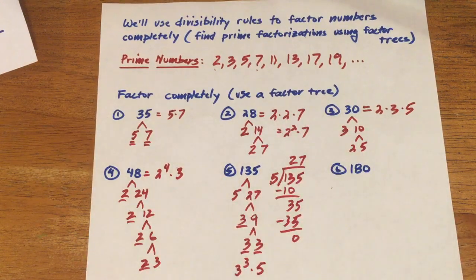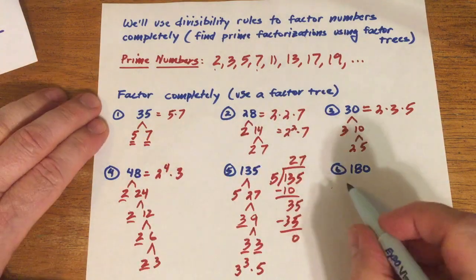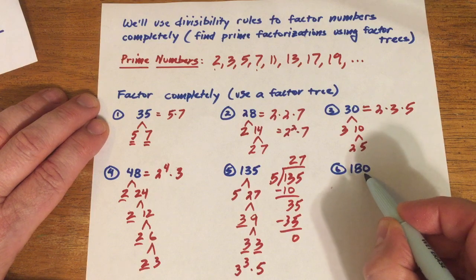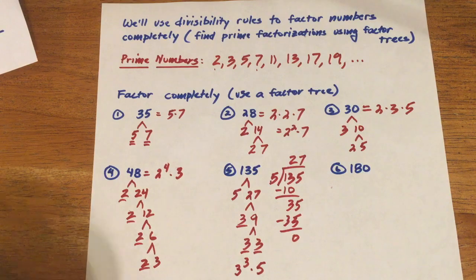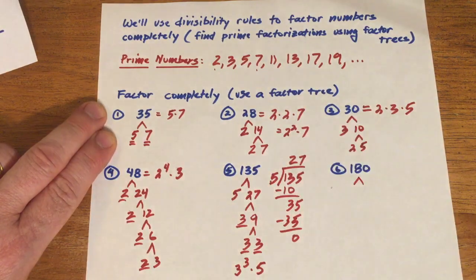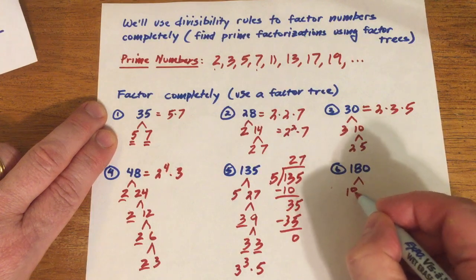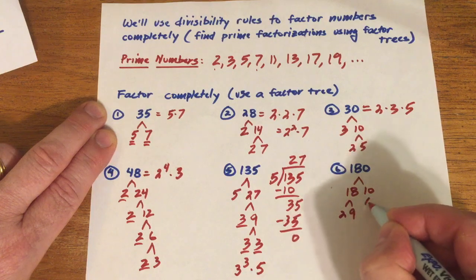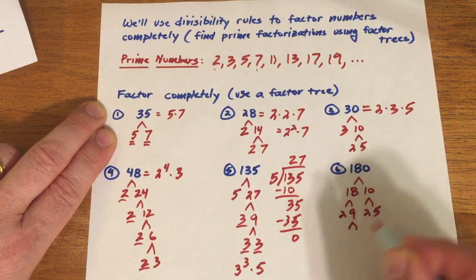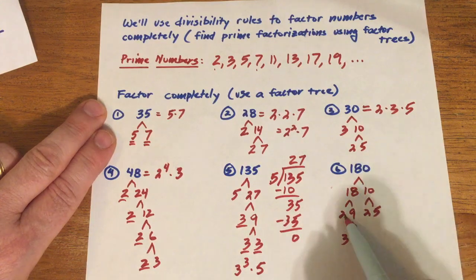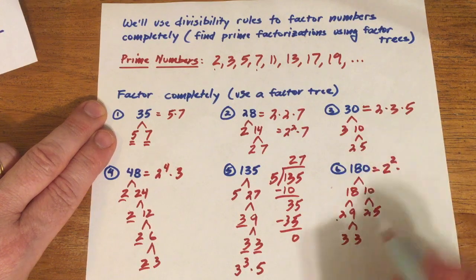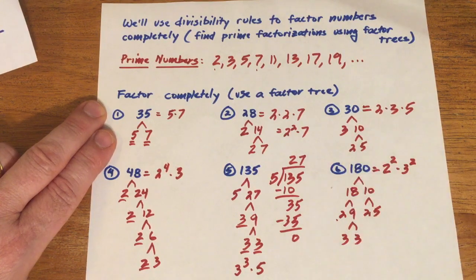Last one, 180. Well, what would be a factor of 180? Definitely 10, because it ends in a 0, which tells us that 10 is going to be a factor that we can use. And so we can take 180, and because 10 is a factor, we can write that as 18 times 10. Now use what we know about the multiplication table. And so we have a pair of 2's, which gives us a 2 squared. We have a pair of 3's, which gives us a 3 squared. And then we also have a 5.